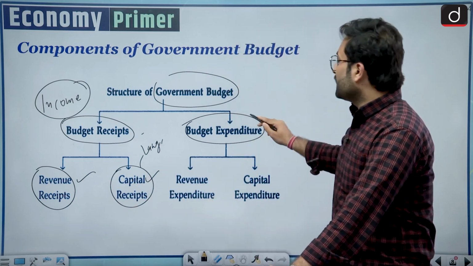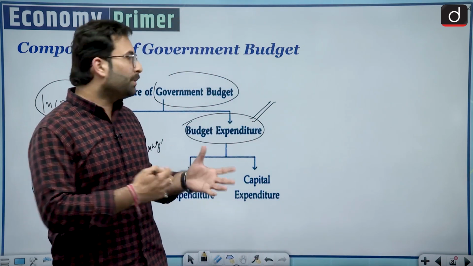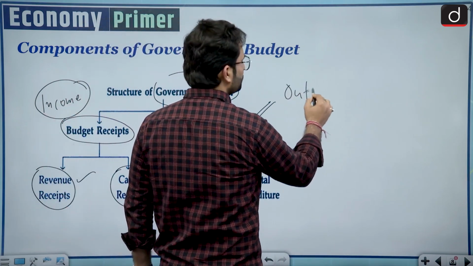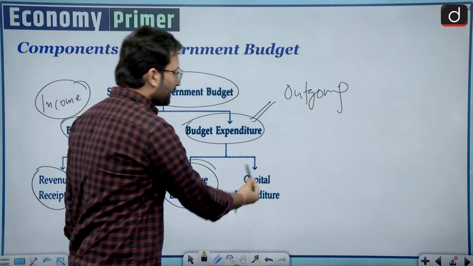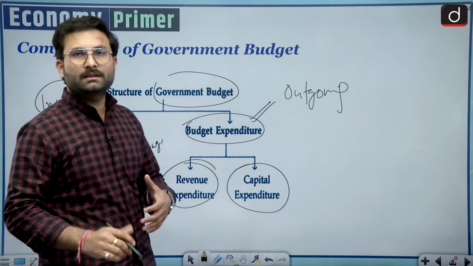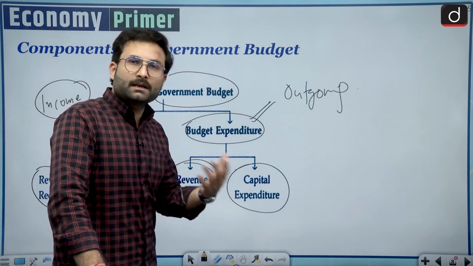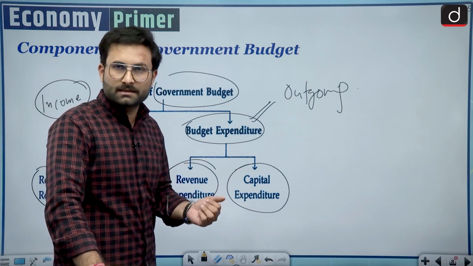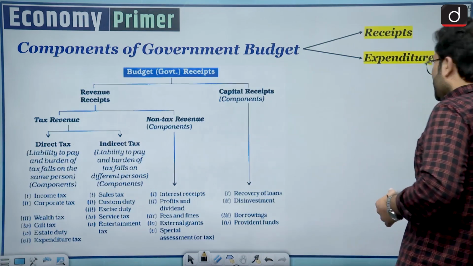Then there is expenditure. The expenditure is something outgoing, whatever government is spending. So there are revenue expenditures and capital expenditures. Revenue expenditures are the short term day-to-day expenditures, and the capital expenditures are for capital creation or infrastructure creation, whatever money is spent. So let's talk about them in detail here.